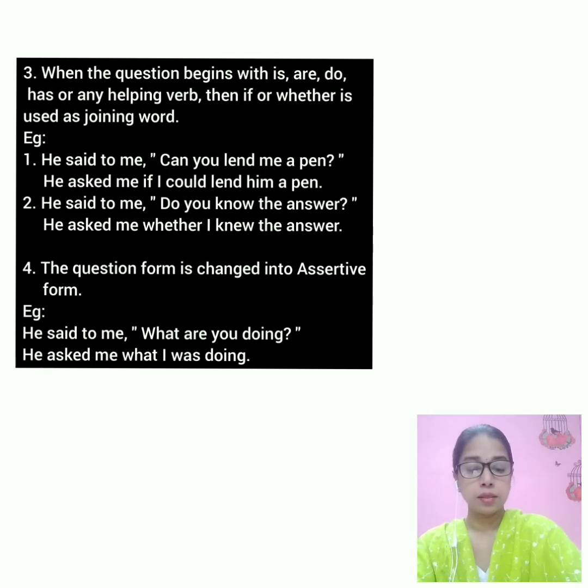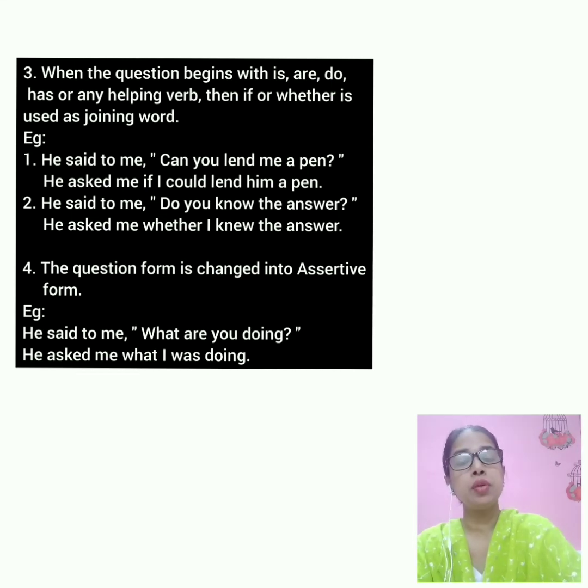Then the next is the fourth rule, that is the question form is changed into assertive form. That is, when you are changing the direct speech into indirect speech, the question is changed into a statement. In the direct speech you are asking a question, but when you change it into the indirect speech, that question will be changed into an assertive form. It will be changed into a statement.